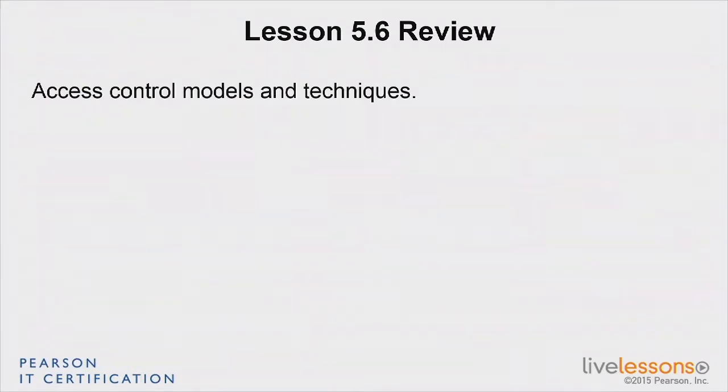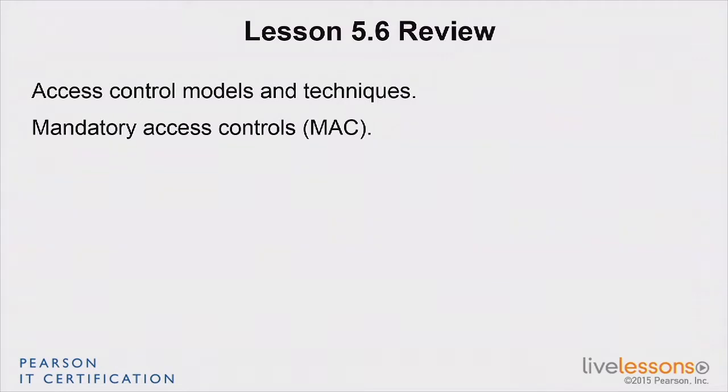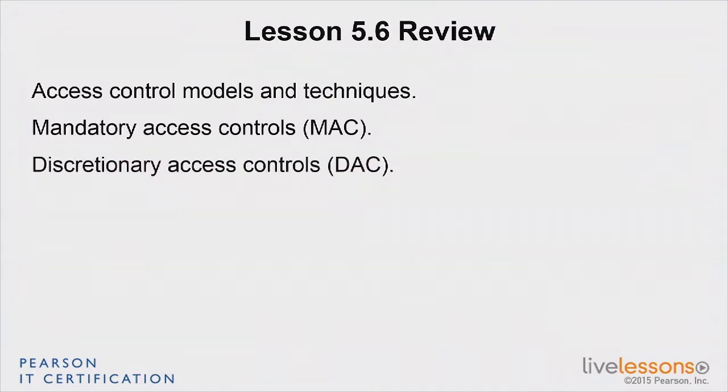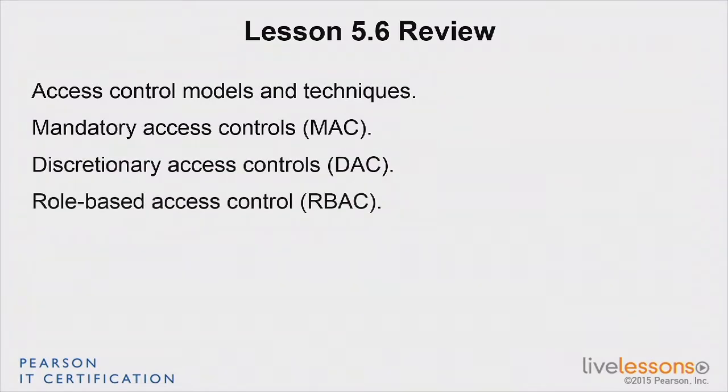So that brings us to our lesson 5.6 review. In this lesson, we talked about our various access control models and techniques. Mandatory access control, or MAC, which is where we're going to have security labels applied to both subjects and objects, and the subject security label has to be equal to or greater than the object's label. We have discretionary access control, which is assigned by the owner, and we have role-based access control, which is where we assign a subject to a role and the permissions are assigned to the role.